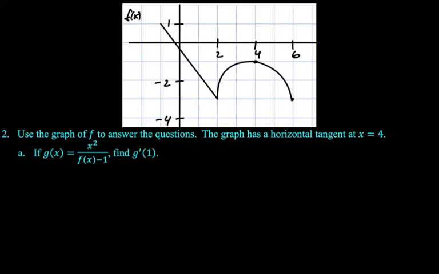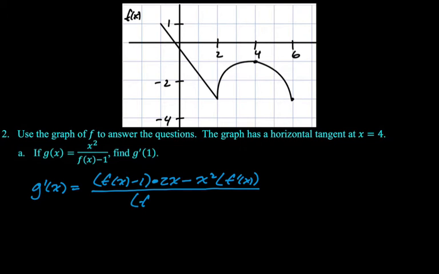This is a quotient, so we'll use the quotient rule. So here goes. G prime of x. You're going to have bottom, which is f of x minus 1. Put that in parentheses. Derivative of the top is 2x, minus top, which is x squared, times the derivative of the bottom, f prime of x, all over the bottom, which is f of x minus 1, squared.